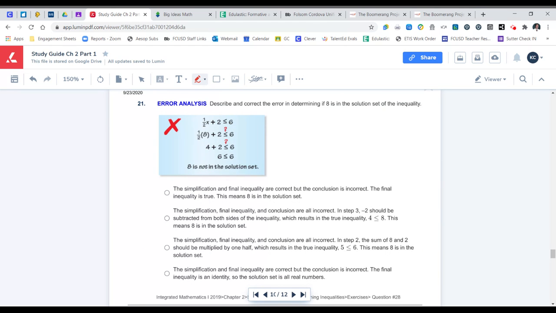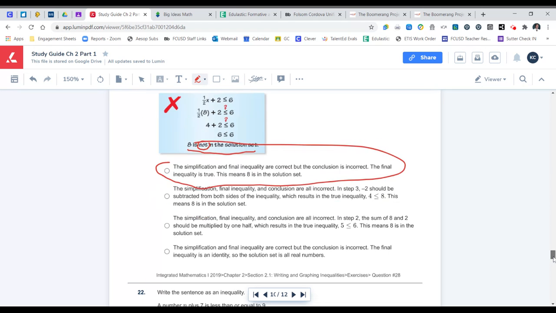Okay, error analysis. Describe and correct the error. Well, let's see here. They're testing out the number 8 here, and then they get 4 plus 2, 6 is less than, and they say 8 is not in the solution set. Well, they're incorrect because it has the less than or equal to. So the final step is just the wrong conclusion. The inequality is true. It means that 8 is in the solution set. Answer: the first choice.